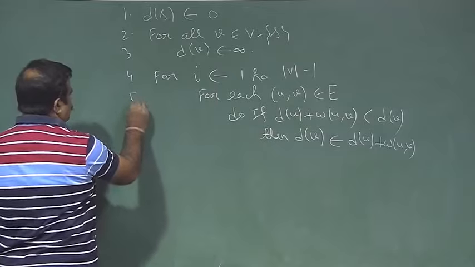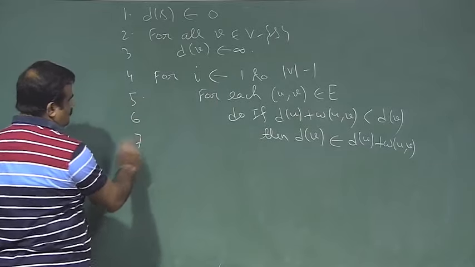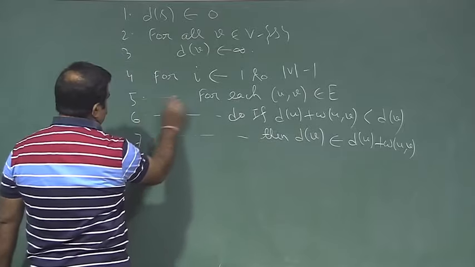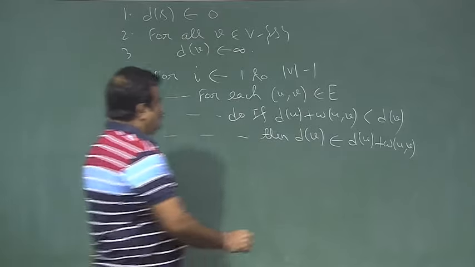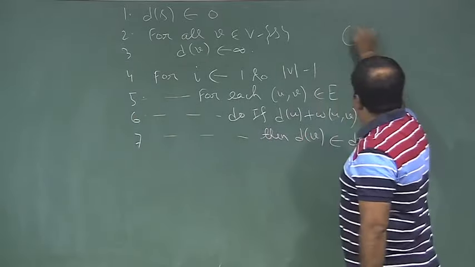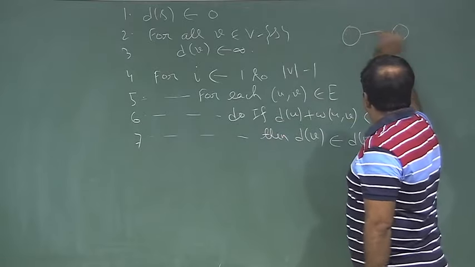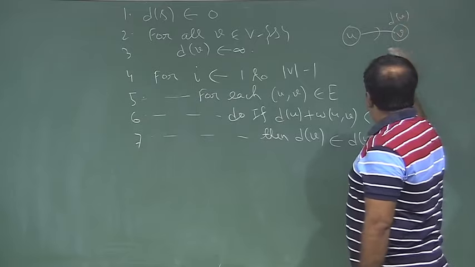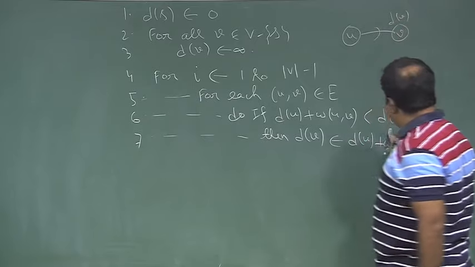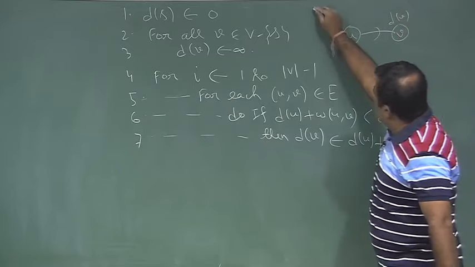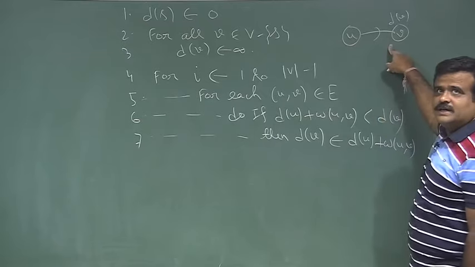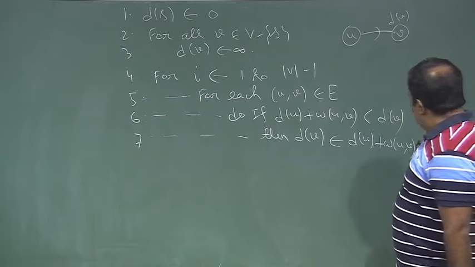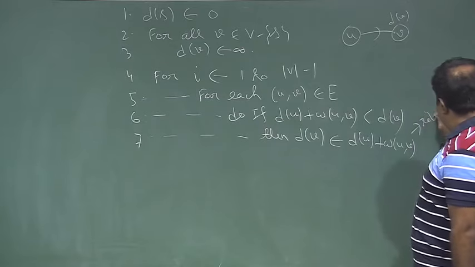Okay, so these are lines 5, 6, 7. This is the relaxation step, where we are relaxing the vertex V. This is the direct edge U to V, and this is d(v). Now if d(v) is greater than this new path, where we come from S to U and then take this direct edge, then we must relax this edge. This is called the relaxation.